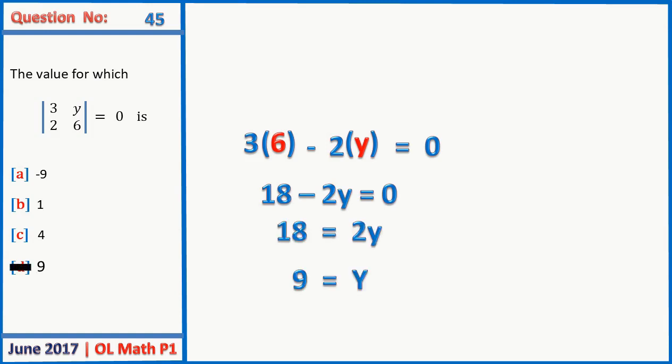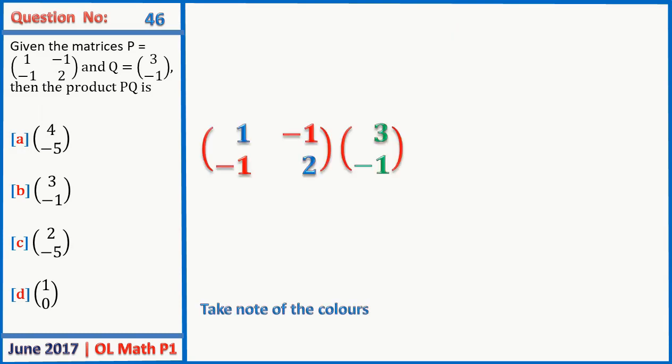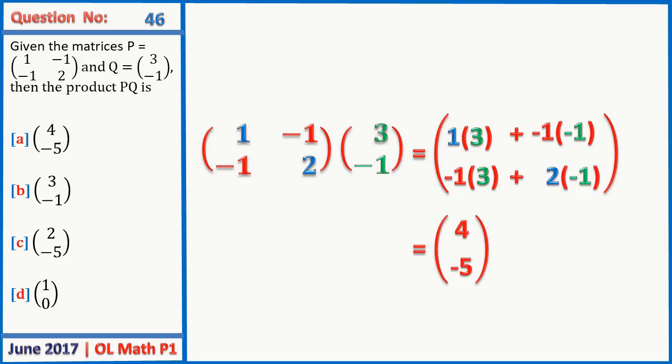Question number 46. Given the matrices P and Q are that, find the product PQ. Matrix multiplication is done row by column. You have to take note of these colors. Let us multiply. You have 1 times 3 plus minus 1 times minus 1. Then the next row, minus 1 times 3 plus 2 times minus 1. When you simplify, you have 4 minus 5. And the key is A.